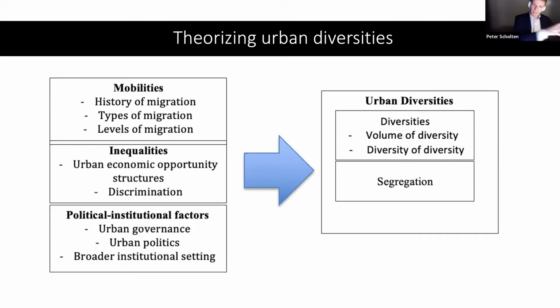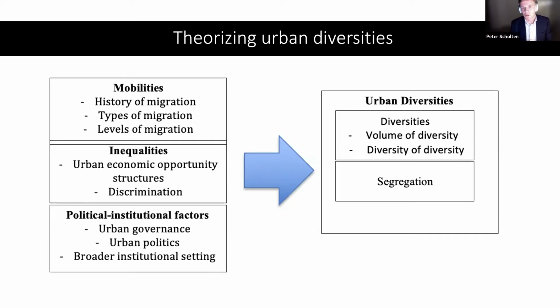And then, in the next stage of the research, we try to systematically study what may be related to these different types of urban diversity. So what type of histories of migration, types of migration, levels of migration, what type of inequalities in cities, what type of political factors may be associated with particular diversity configurations.